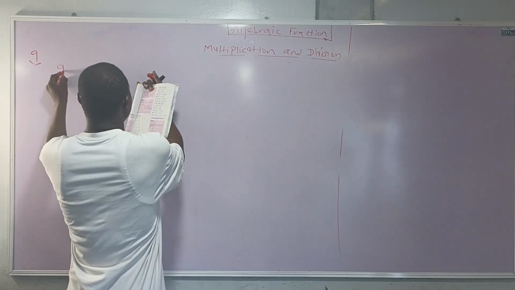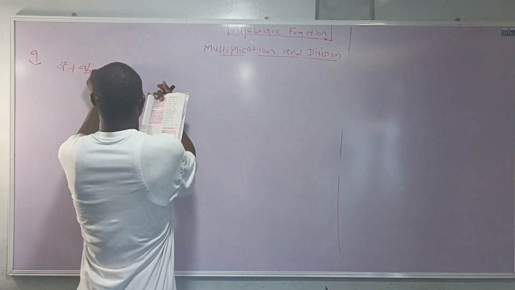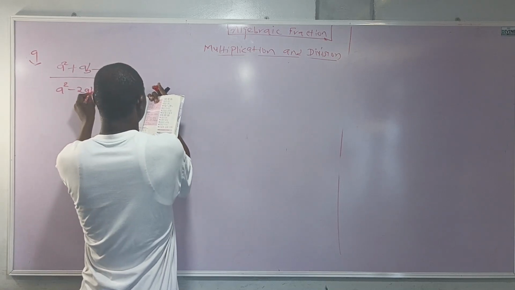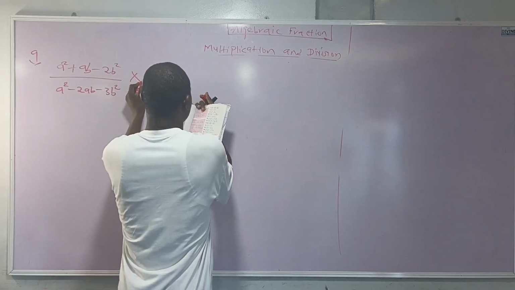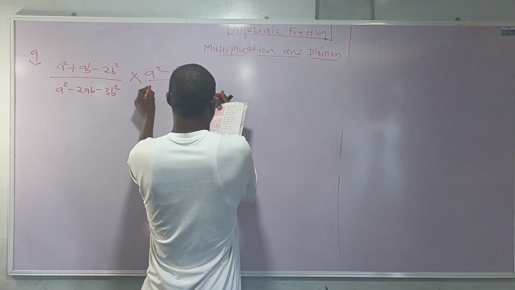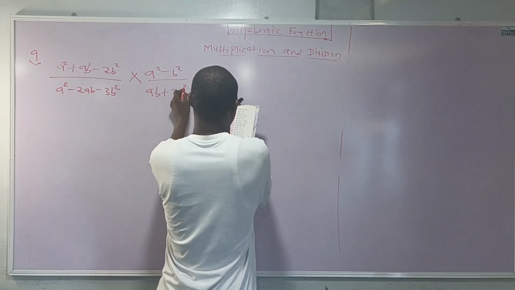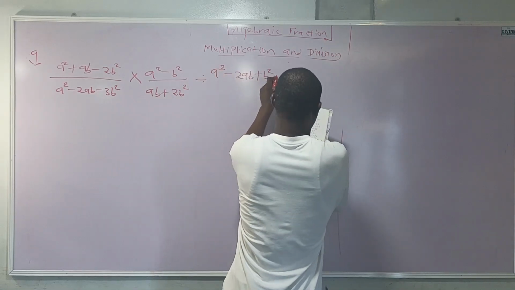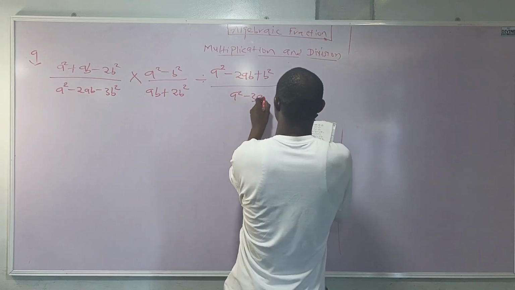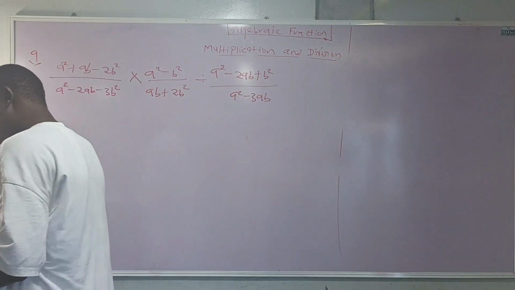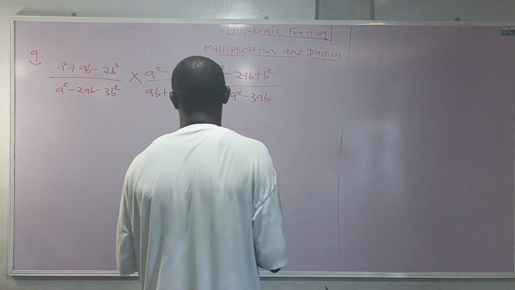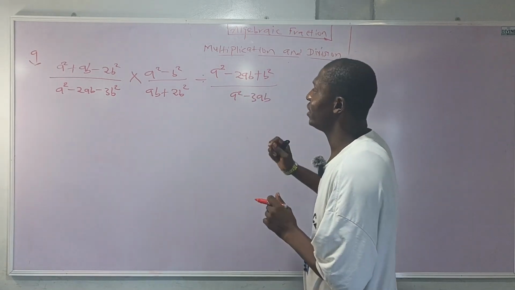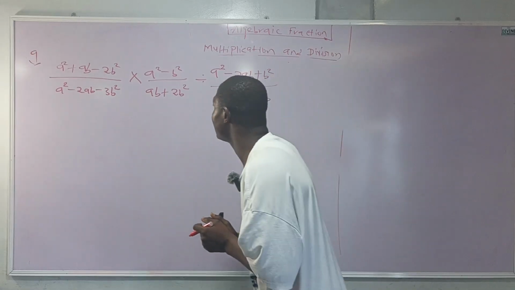We have a squared plus ab minus 2b squared all over a squared minus 2ab minus 3b squared, times a squared minus b squared all over ab plus 2b squared, divided by a squared minus 2ab plus b squared all over a squared minus 3ab. Now how do we resolve this? We just follow it step by step. I don't know what the final answer is, but what I know is that each step I can get right will lead to the final step, so I don't bother about the last answer.